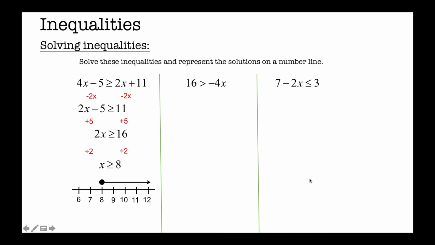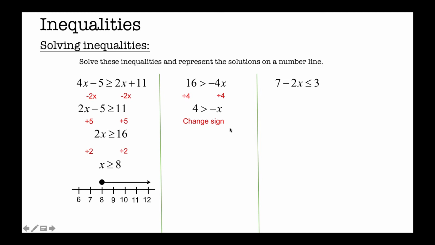Okay, so we now have 16 is greater than -4x. In order to work out that answer, all we've got is this 4 times x. So I'm going to divide by 4 to get rid of the 4 from the x. And when I divide by 4, it means I kind of move over to this side. So 16 divided by 4 is 4, and then we're left with a minus x on this side.